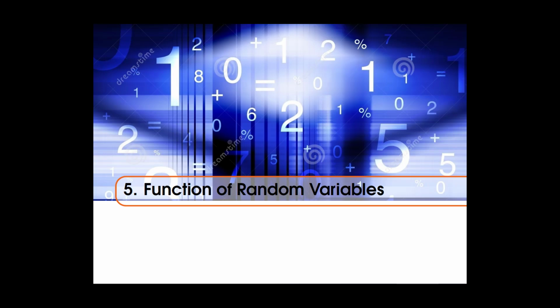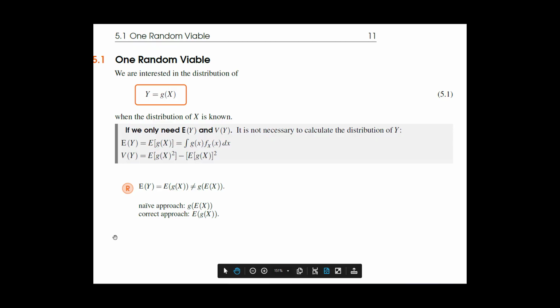So today we're going to start with chapter 5, functions of random variables. This is a very useful chapter because there are typical questions in engineering that ask about functions of a random variable that we may know. So equation 5.1 here represents the general problem that we're going to be studying.